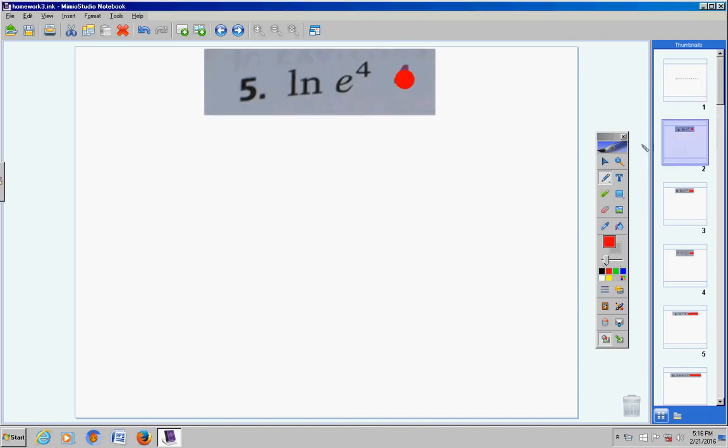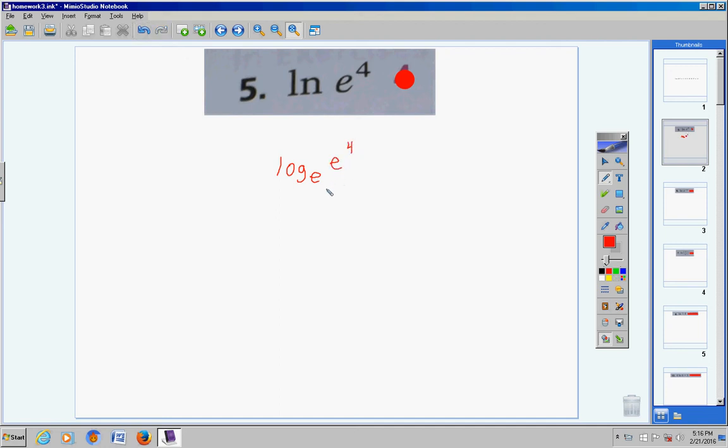For numbers 5, 6, and 7, the directions say to evaluate without using a calculator, okay? Now, number 5 is a natural log, ln. You understand it's not normal to write it like this, but when you see a natural log, it means this right here. Got it? So I can put this in place of this and then put e to the fourth.